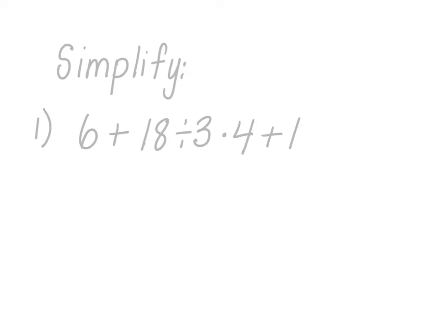So our first expression is 6 plus 18 divided by 3 times 4 plus 1. In this expression, I don't have a grouping symbol and I don't have exponents. But what I do have is multiplication and division. But if you notice, it's 18 divided by 3 times 4. So the division comes first when you work left to right. So first I'm just going to do the division. 18 divided by 3 is 6. And then I'm going to bring down the rest of the problem.